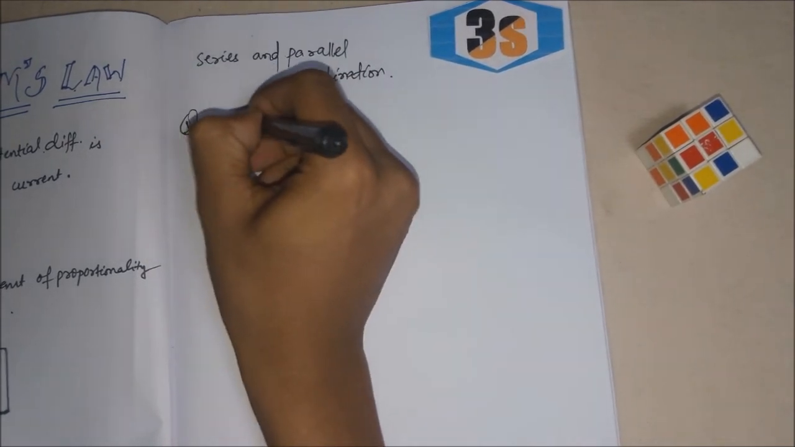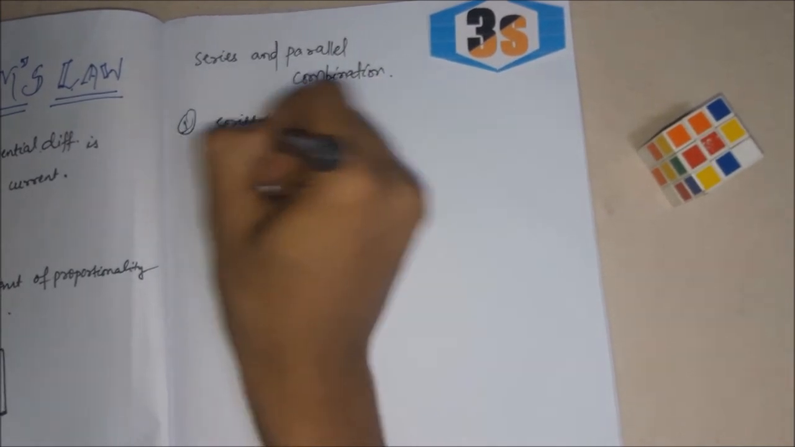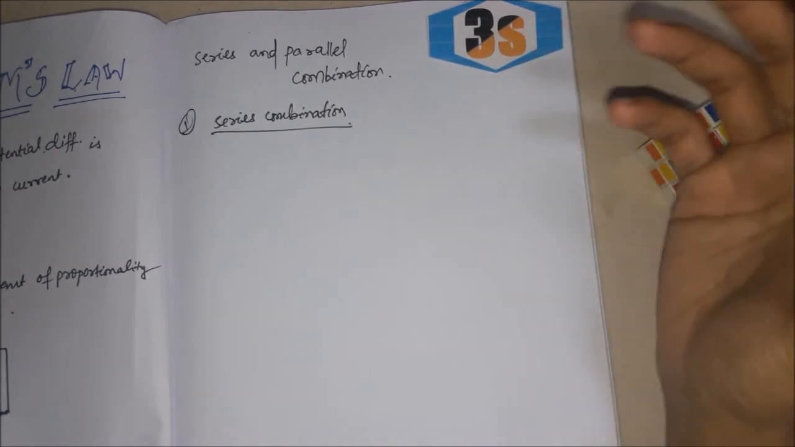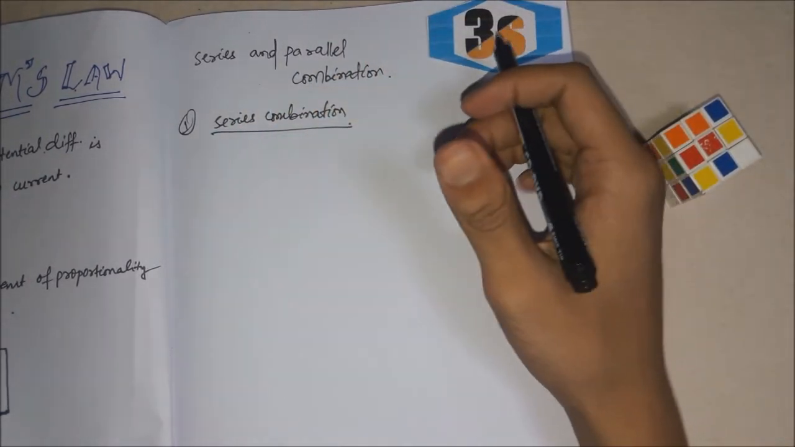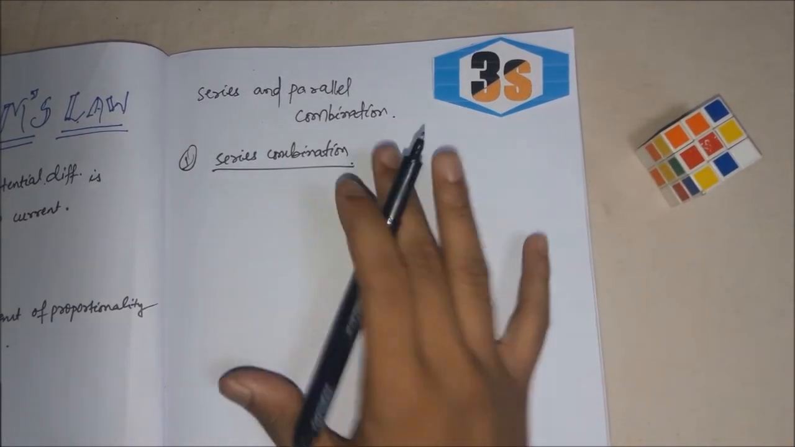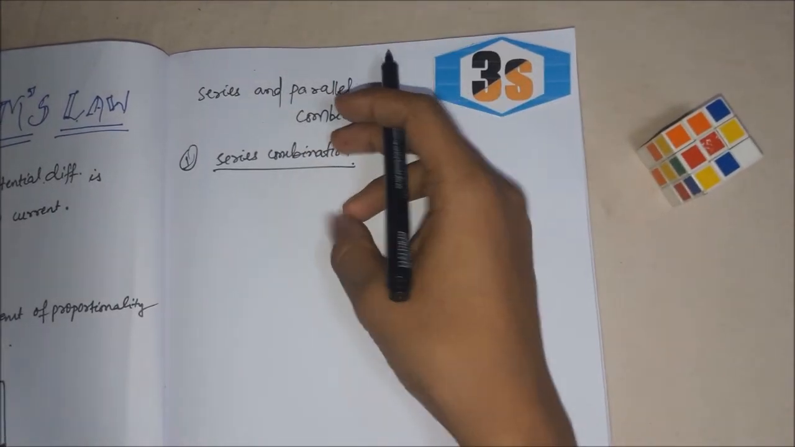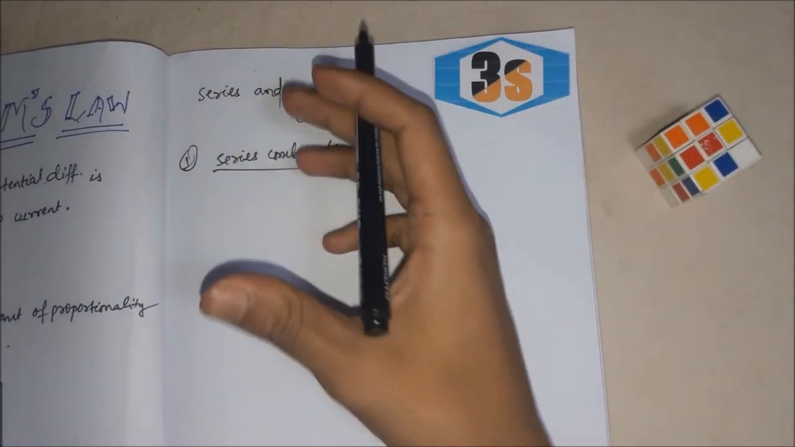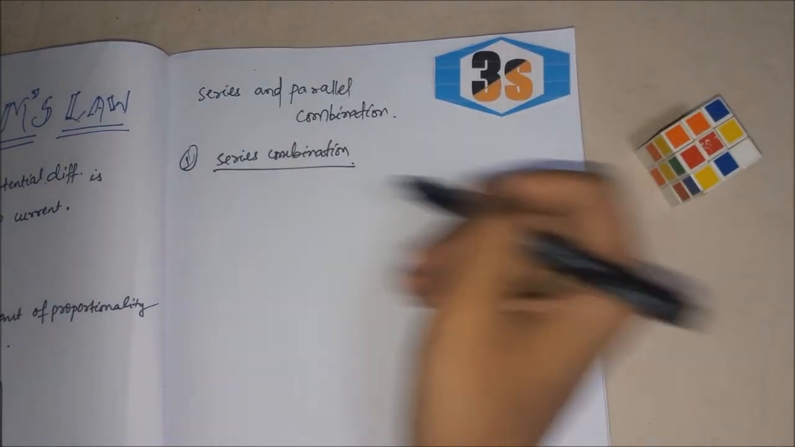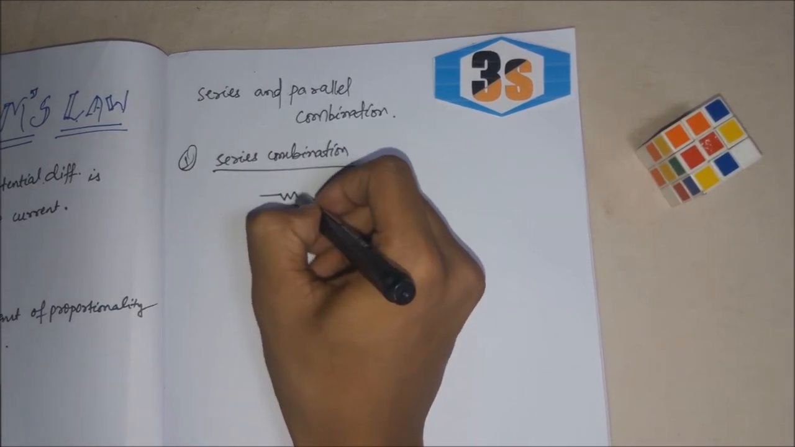Firstly, the series combination of resistors. In a series combination, the positive node of the combination of resistors is connected to the positive node of the battery, and the negative node of the combination of resistors is connected to the negative node of the battery. However, the positive node of each resistor is connected to the negative node of another, and the negative node is connected to the positive node of another. Now let us give a pictorial representation of the series combination of resistances.